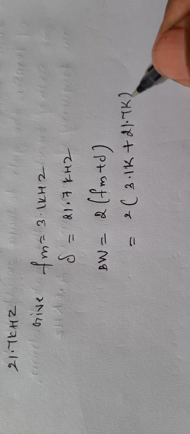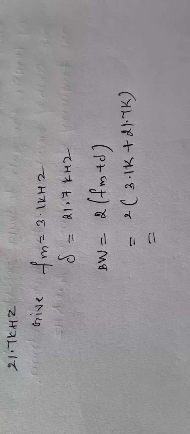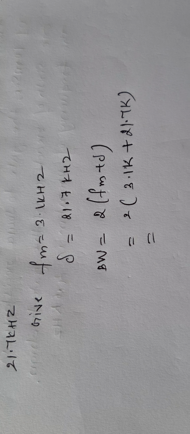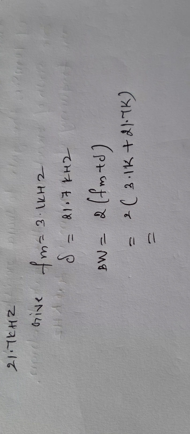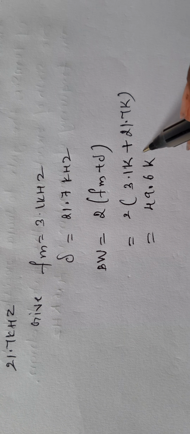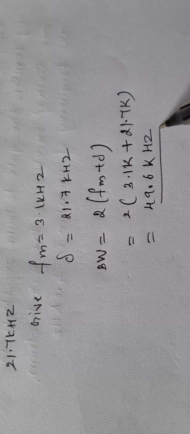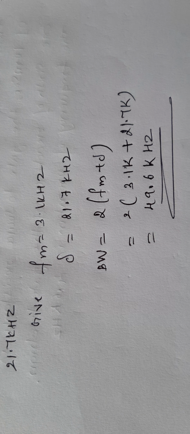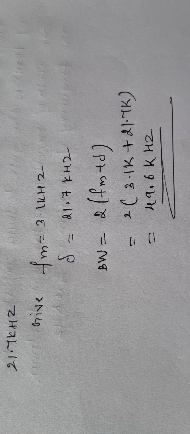21.7 kilo. Adding these two and multiplying by 2, we get the bandwidth as 3.1 plus 21.7 is equal to 24.8, into 2 is equal to 49.6. 49.6 kilo, the unit is hertz. Bandwidth is measured in terms of hertz. So this is a very simple problem.